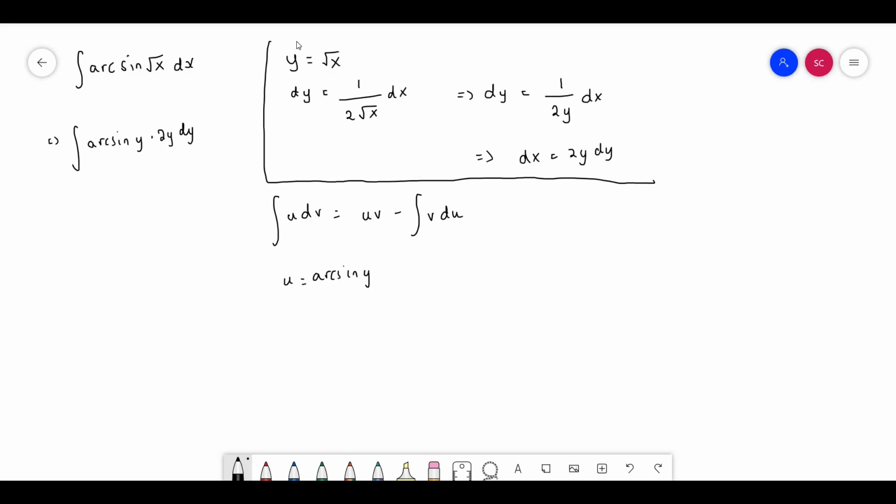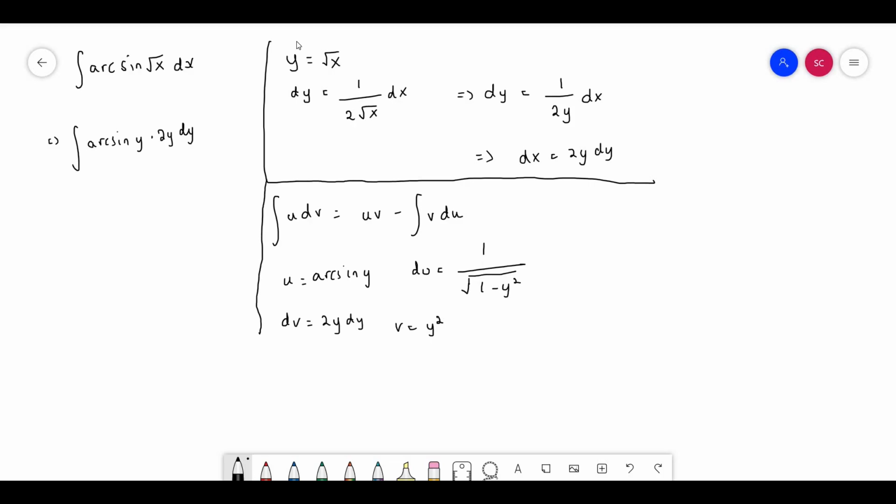When we differentiate this, we get du equals 1 over root of 1 minus y squared. And this is a standard derivative, just something that you know by heart. On the other hand, our dv is just 2y. So when we integrate this, our v just becomes y squared, because of course the integral of y is y squared over 2. The 2's cancel out, so this is what we end up with. So we can plug these in back here and start doing the integration by parts. I'm just going to box this off.